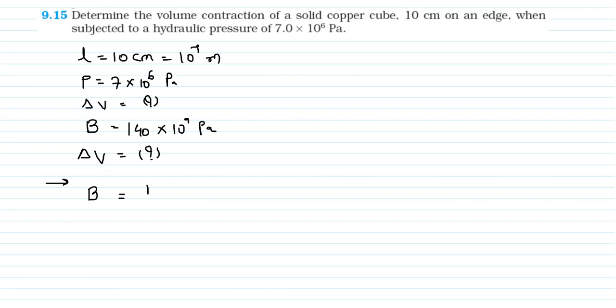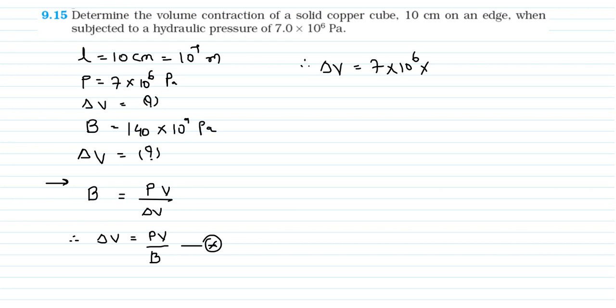Okay, so once again friends, the question is very easy. The bulk modulus is given by P into delta V upon V. Therefore, what is the delta V? Delta V, that is PV upon bulk modulus. Substitute the value. Delta V, P क्या है? That is 7 into 10 raised to 6. What is the volume? Okay, volume is equal to L cube.